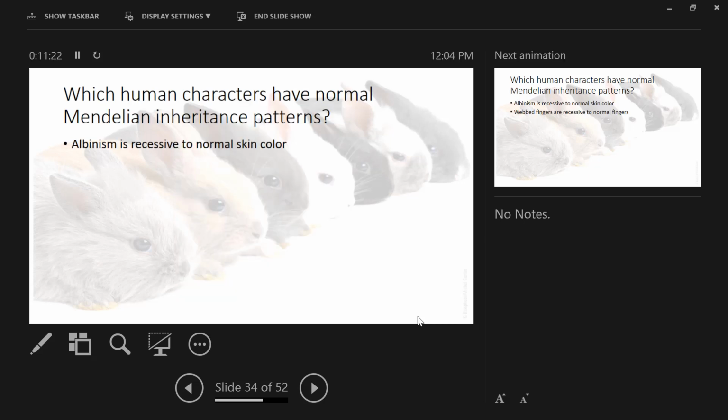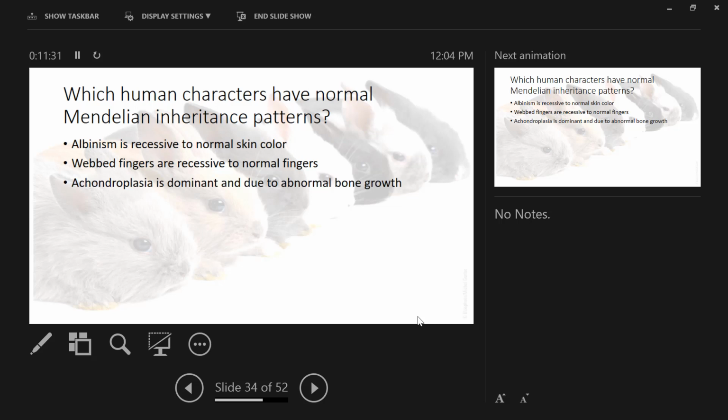All right. So albinism, recessive to normal skin color, webbed fingers, recessive to normal fingers. No, that's spoken incorrectly. They are dominant to normal fingers. And then achondroplasia, dominant due to abnormal bone growth.